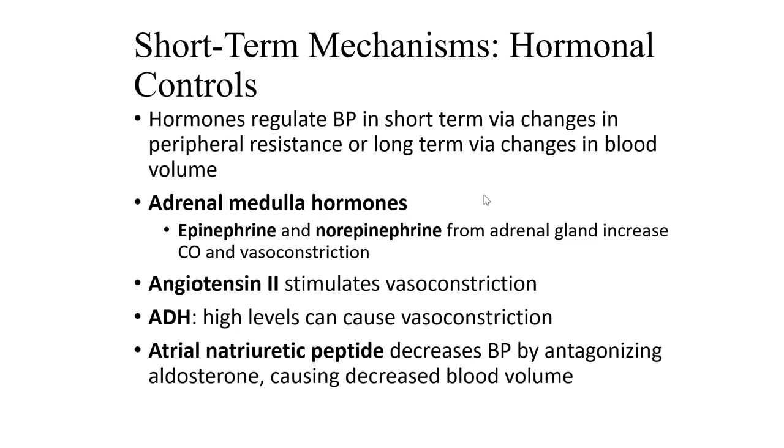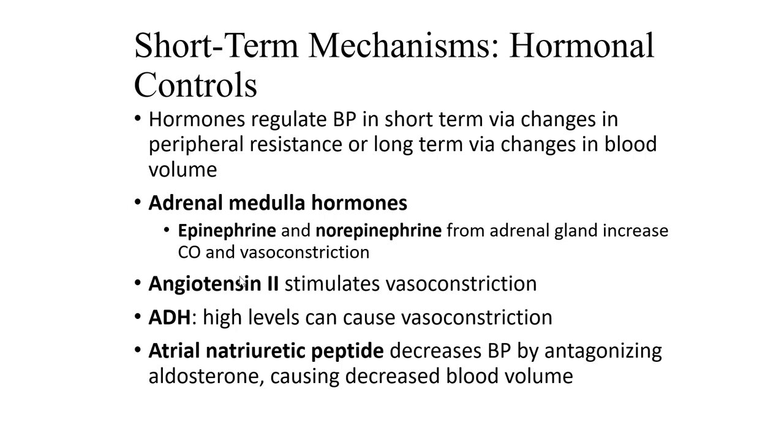Now, let's get to the short-term mechanism, which is the hormonal control. Many hormones affect blood pressure short term via changes in peripheral resistance or changes in blood volume. For instance, your epinephrine and norepinephrine. These are hormones produced by the medullary area of the adrenal gland. They increase cardiac output and vasoconstriction.